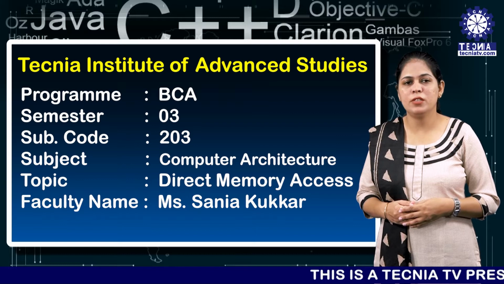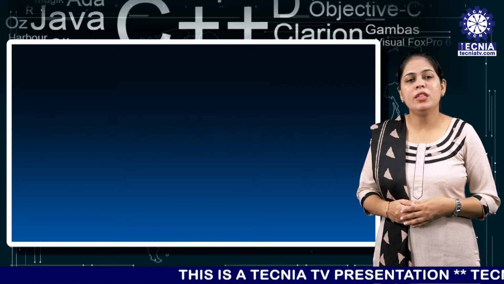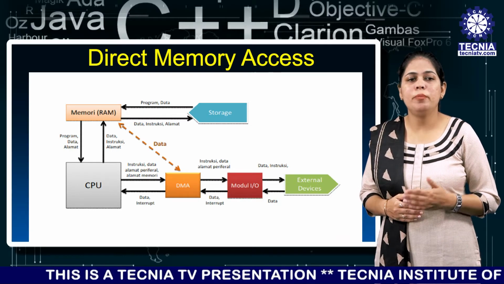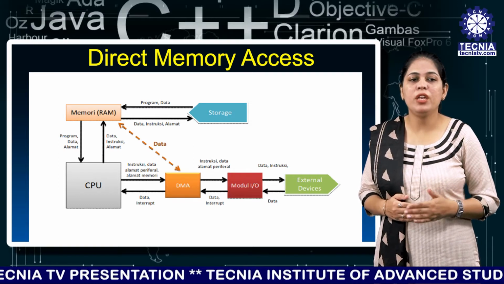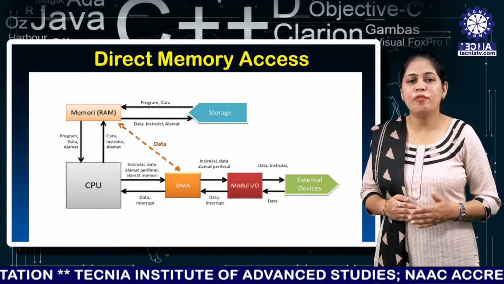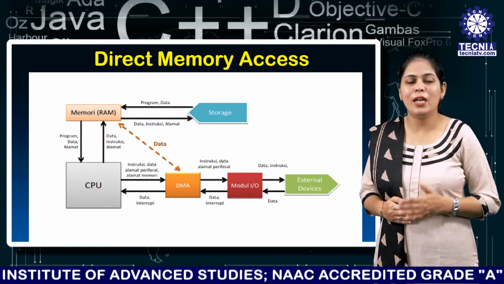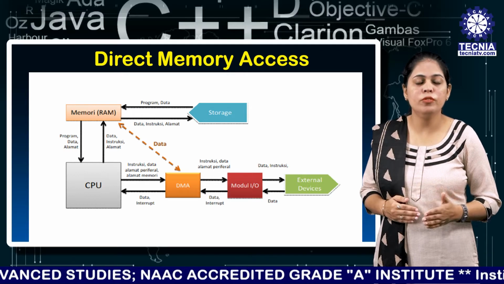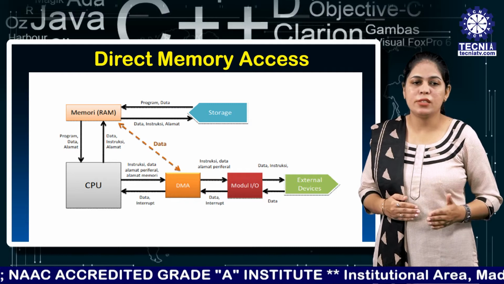Today I am going to present a lecture on direct memory access, that is DMA. In direct memory access, the interface transfers data into and out of the memory unit through the memory bus. The transfer of data between a fast storage device such as a magnetic disk and memory is often limited by the speed of the CPU. Removing the CPU from the path and letting the peripheral devices manage the memory buses directly would improve the speed of the transfer. This transfer technique is called direct memory access.